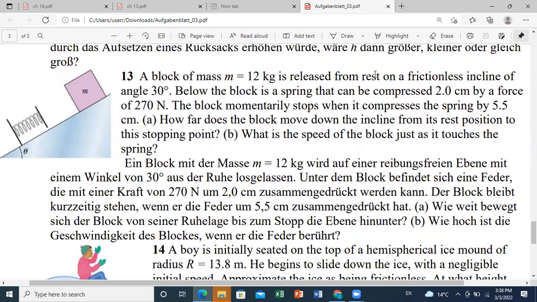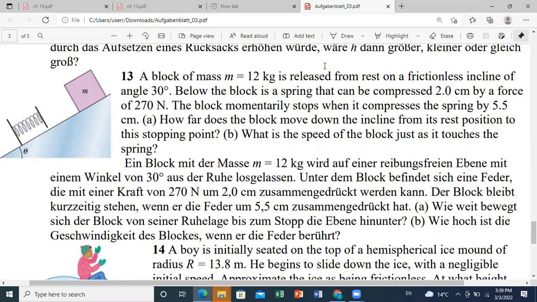Okay. Problem 13. A block of mass 12 kilograms is released from rest on a frictionless incline of angle 30 degrees. Below the block is a spring that can be compressed 2 centimeters by a force of 270 Newtons. The block momentarily stops when it compresses the spring by 5.5 centimeters. Determine how far the block moves down the incline from its rest position to the stopping point, and what is the speed of the block just as it touches the spring.